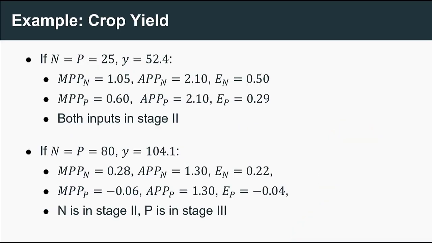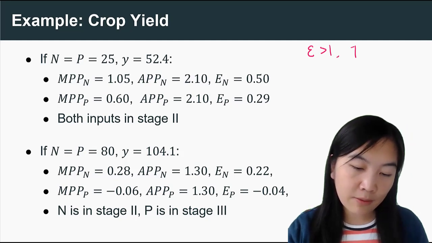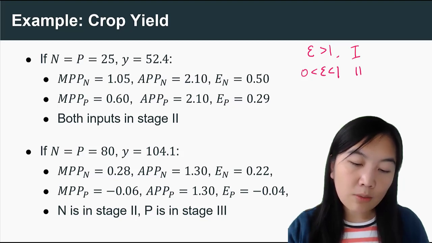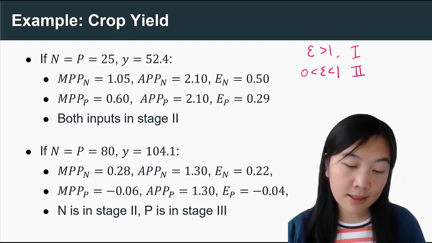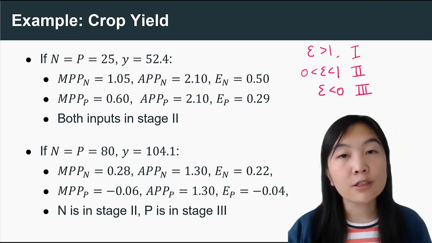Remember, from the one variable input case, we can use the value of elasticity to decide the stage of production. It's the same for the two variable input case, but in the two variable input case, we're deciding the stage for each input. So remember, this is the one variable input case. If elasticity is greater than 1, then we're in stage 1. If elasticity is between 0 and 1, we're in stage 2, and if elasticity is smaller than 0, then we are in stage 3.